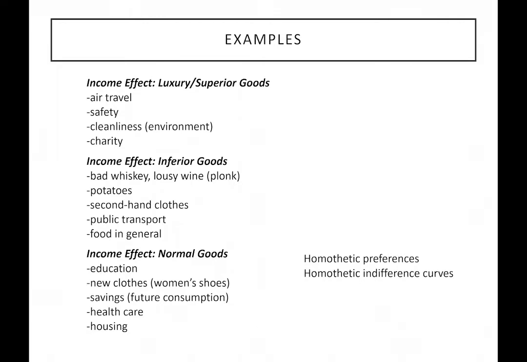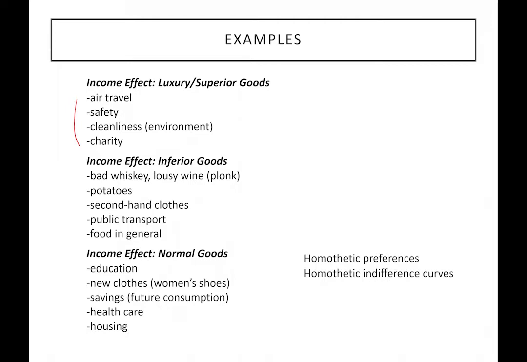Different people may view this differently, but some examples of superior luxury goods are air travel, safety, and cleanliness in general. People that are wealthier tend to keep their properties cleaner. This is true for societies. Charity too: rich people tend to give more than poor people. Inferior goods include lousy wine, secondhand clothes, public transport, and food in general. If somebody's poor, they tend to spend a lot of their income on food.